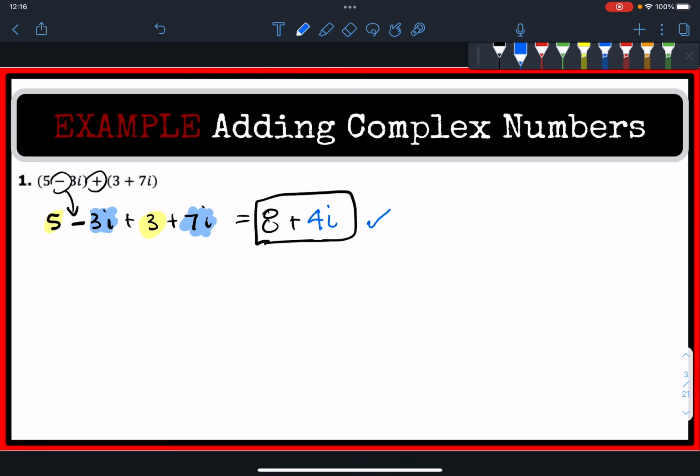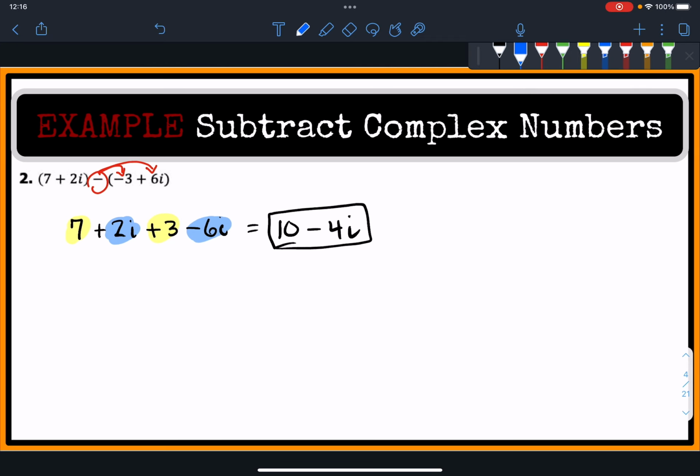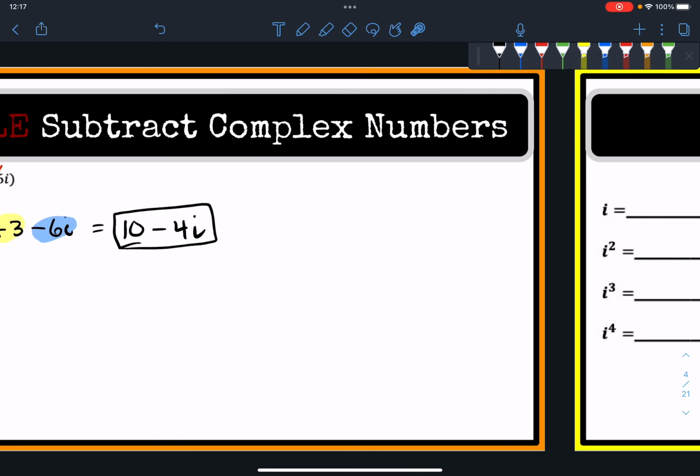But again, the main idea of adding or subtracting complex numbers is simply combining like terms. You just simply want to distribute this negative sign into the second complex number so we can combine like terms using the idea of adding the opposite.